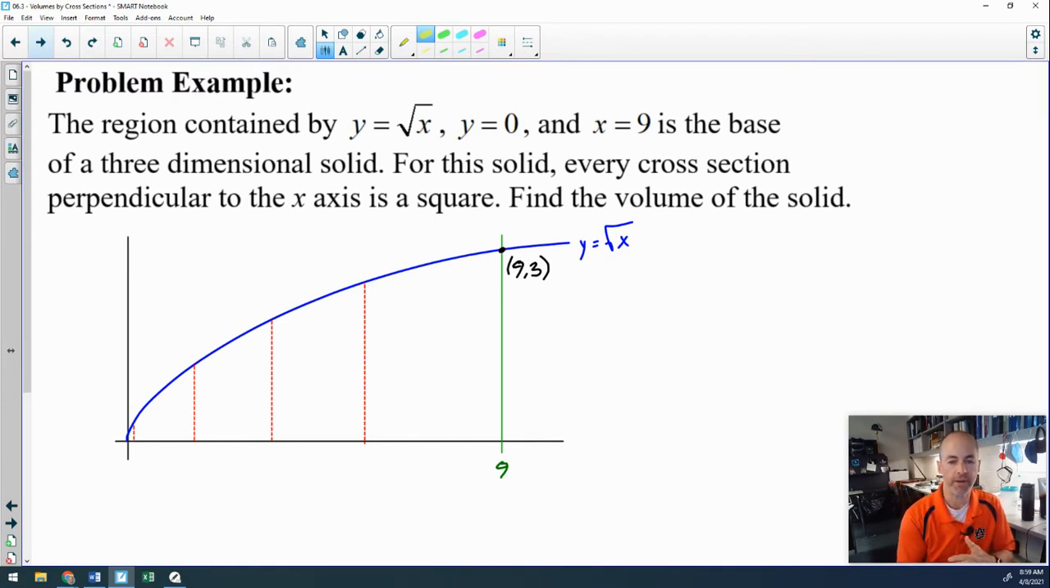The region contained by root x, y equals 0, and x equals 9, which is this region down here, and I'll color it yellow. So that is described as the base of a three-dimensional region. And if you were to slice this region, if you were to take a cross-section of this perpendicular to the x-axis, you'll always get a square.